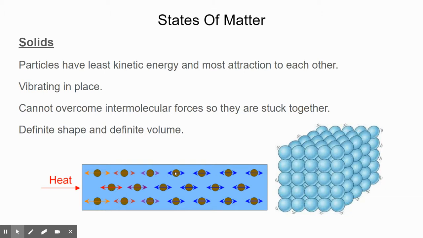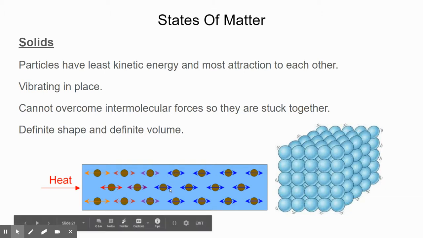Usually you'll see more like arrows. If you're ever asked to draw a solid and the molecular motion, you should draw tiny little arrows, just like this. So this shows the solid just vibrating in place, a very, very little bit. And the longer the arrows, the more they're vibrating, the higher energy they have.